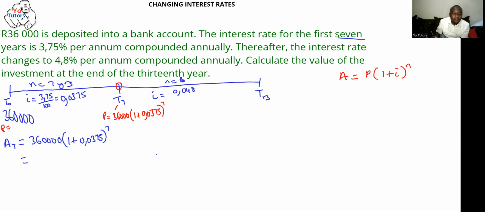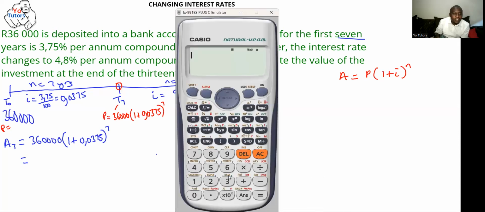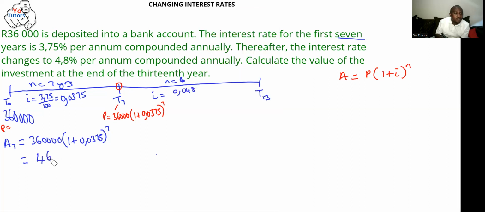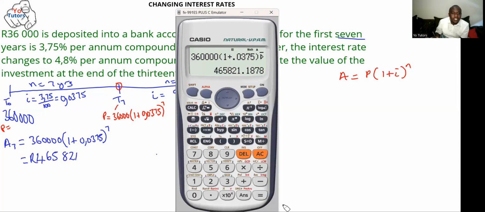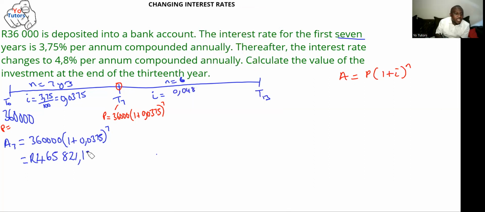Now let's see what we get. 360,000 in bracket 1 plus 0.0375 to the power of 7. It's 465,821.78. Now, this is the accumulated amount after 7 years.